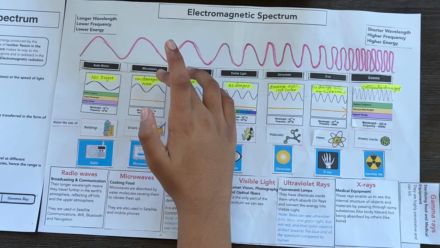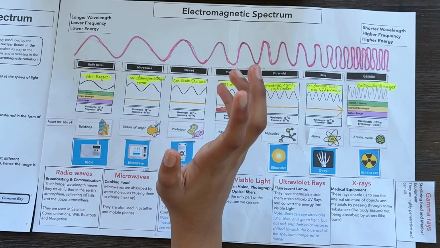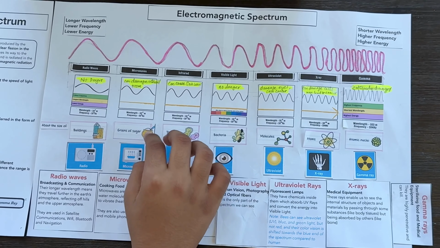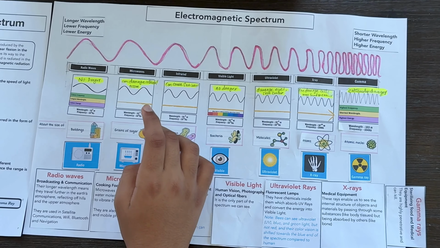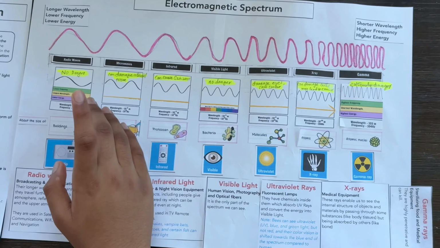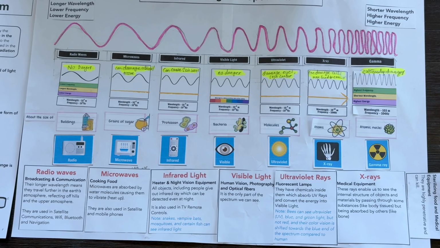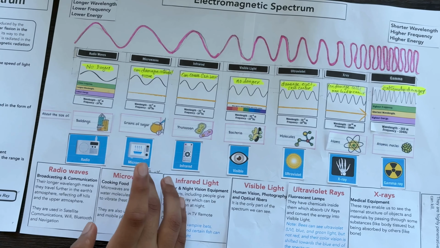Next are microwaves. Microwaves are not as big as buildings. They could probably be as big as a few grains of sugar. Now, radio waves didn't cause any danger. However, microwaves can cause some internal tissue damage, and they could damage some cells. They're mainly used in cooking.